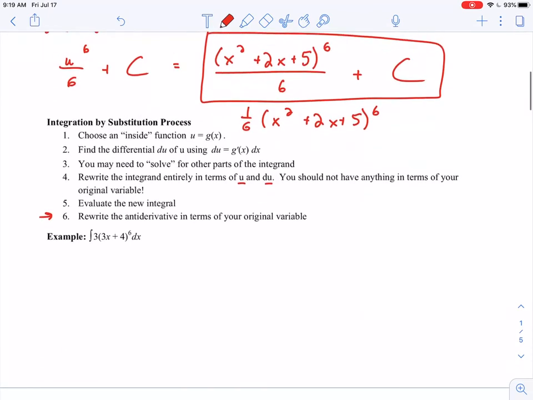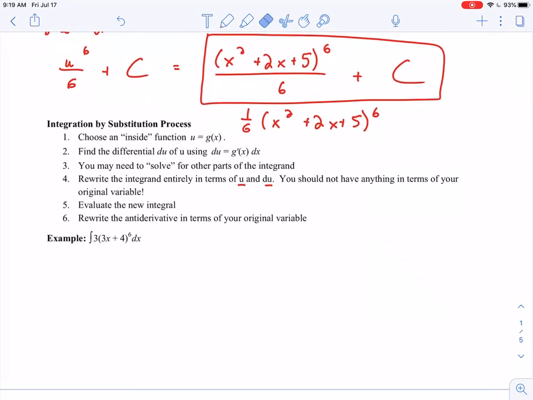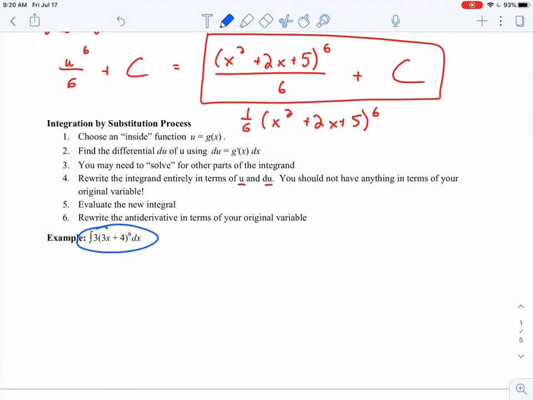So, all right, let's look at another example here. I have the integral of 3 times the quantity 3x plus 4 raised to the 6th power dx here. So here, let parentheses help you just like they did with the chain rule. Usually those are a pretty big hint as to what your u should be. I'm going to choose this piece right here to be my u. So u is equal to 3x plus 4.